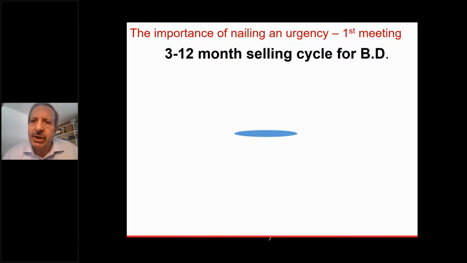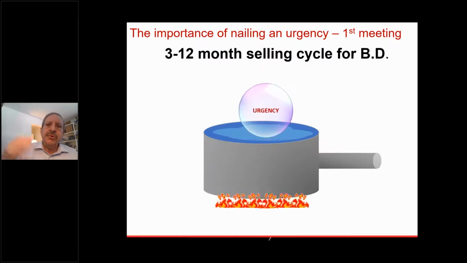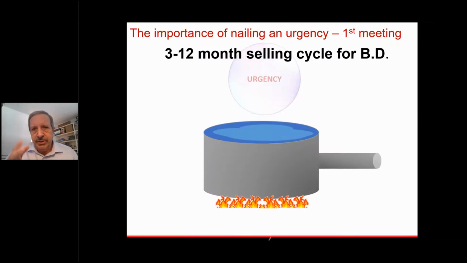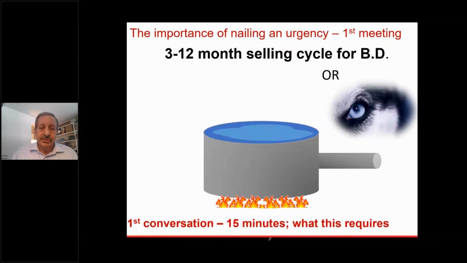In business-to-business selling, there's typically a 3 to 12 or even 24-month selling cycle. That first meeting or phone call or Zoom meeting is so important, because if we don't nail an urgency in that first meeting, then the buyer tends to look at us as a pricing exercise. So something to check in with your thought processes: what are we doing in the first 15 minutes of the first conversation?